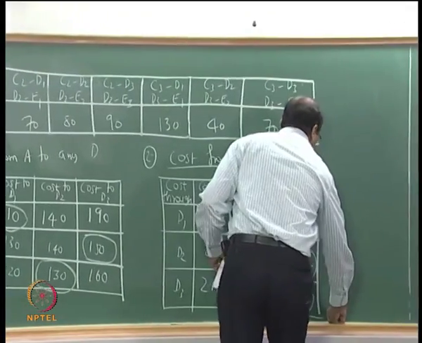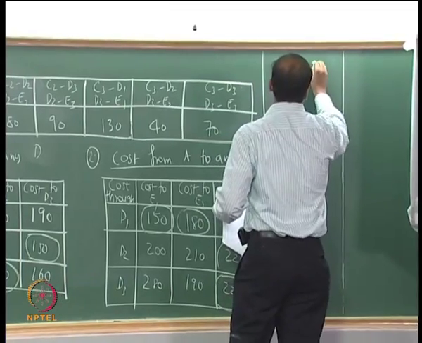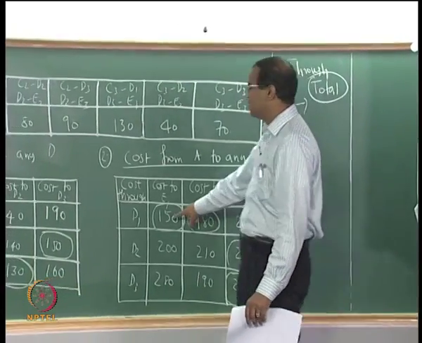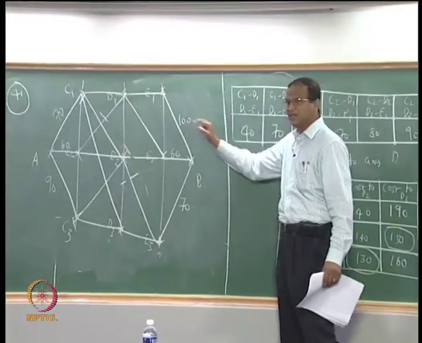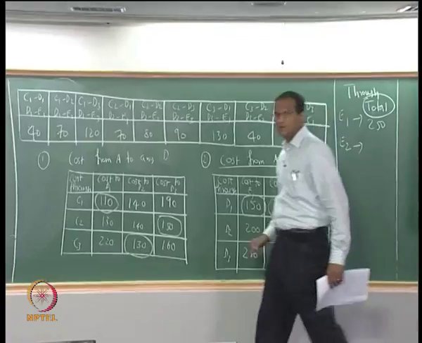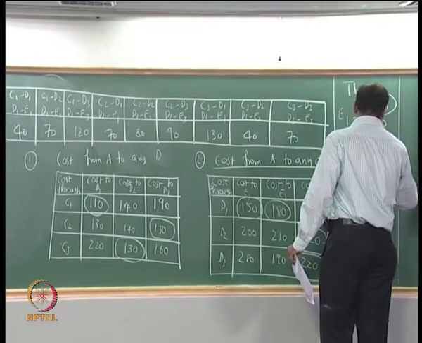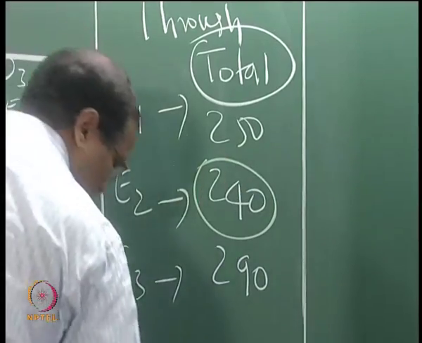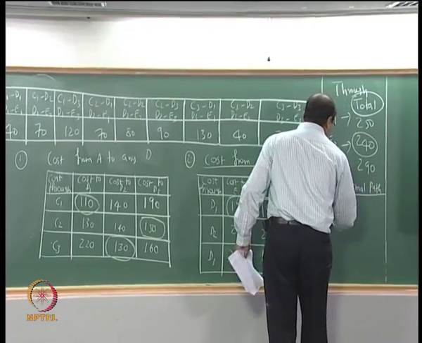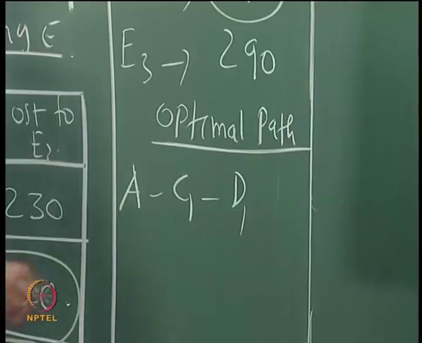Now we want to use this. Now through E1, suppose we want to calculate the total through E1, already it is 150 to reach E1, 150 plus 100, 250, correct. Through E2 it is 180 plus 60, 240. E3, so the optimal path is A, C1, D1, E2, B.